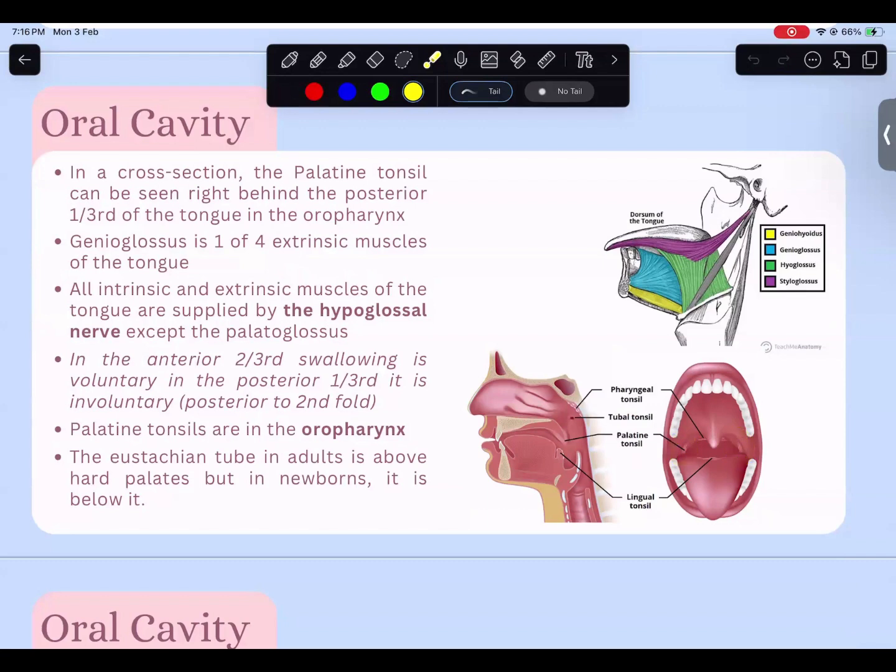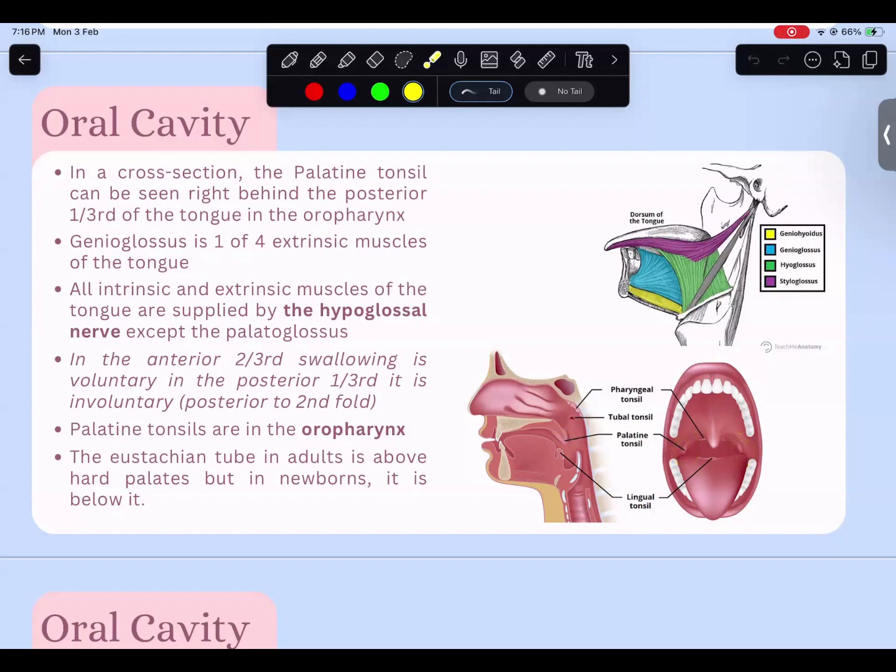And in the cross section here, if you look at the cross section, the palatine tonsils can be seen right behind the posterior 1/3 of the tongue in the oropharynx. We said the posterior 1/3 of the tongue lies in the oropharynx. So this is your posterior 1/3 of the tongue and this is your oropharynx here. So right here is your palatine tonsils. We're going to cover the tubal tonsils and lingual tonsils, all in the pharynx, so it's going to be all clear once we go in order. Don't worry about that. For now, just know that the palatine tonsils are lateral to the oral cavity.